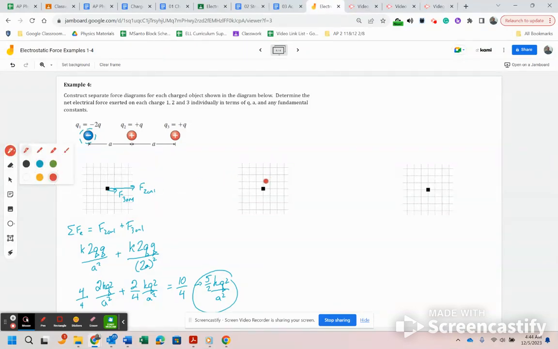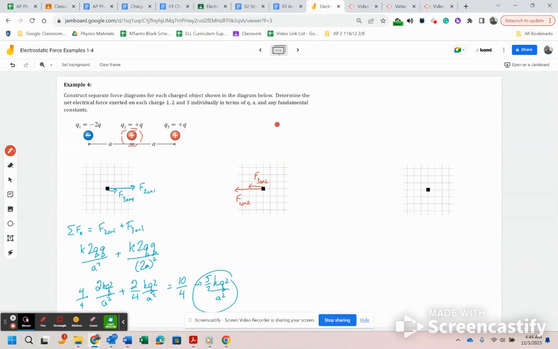Q2. All right, looking at Q2 here, we see that Q2 is positive, so it will be attracted to Q1. So Q1 will pull to the left. So here we are going to draw force of 1 on 2. And then Q3 is positive, so it will repel Q2, which means it will push it to the left. So here we are going to have force of 3 on 2.